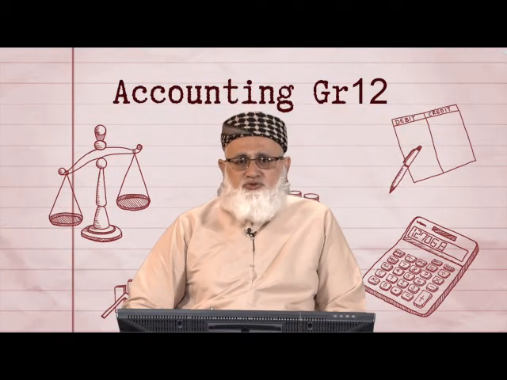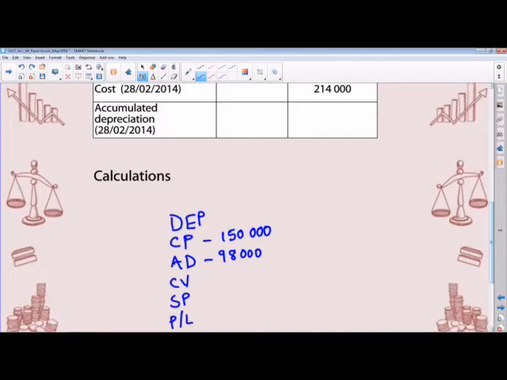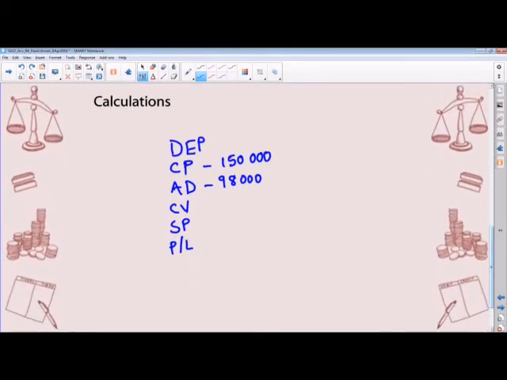Welcome back, grade 12s. Right, let's do a quick recap. We're busy with an asset disposal. We've identified the cost price. We've identified the accumulated depreciation. What do we do next? Right, let's look at the method of depreciation. We said the method of depreciation was 15% per annum on the diminishing balance method. Therefore, what are we going to do?